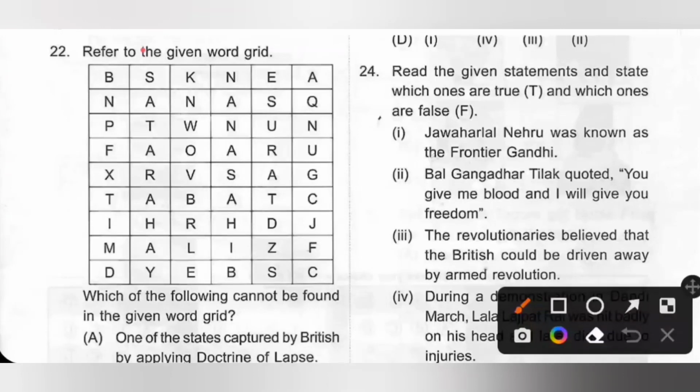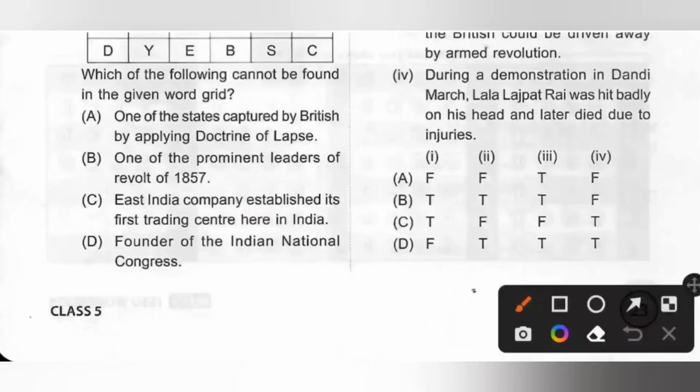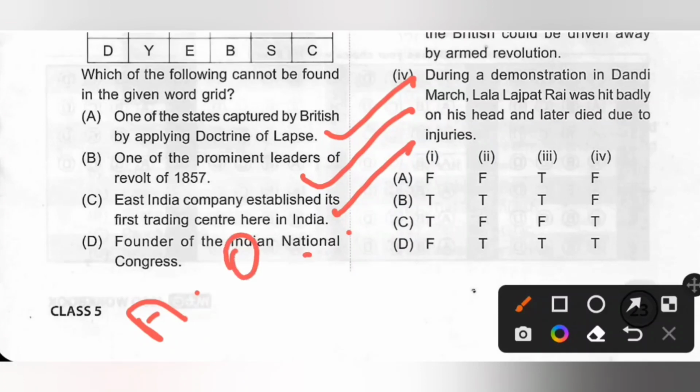So first is Satara. It is one of the states captured by British by applying doctrine of lapse. Next is Nana Sahib. He was one of the prominent leaders of the revolt of 1857. Next is Surat. English East India Company established its first trading center here in India. So the answer for option A is hidden in the given word grid. B is there. C is there. And the founder of Indian National Congress, A.O. Hume, is not hidden in the given word grid. So option D is the correct answer.